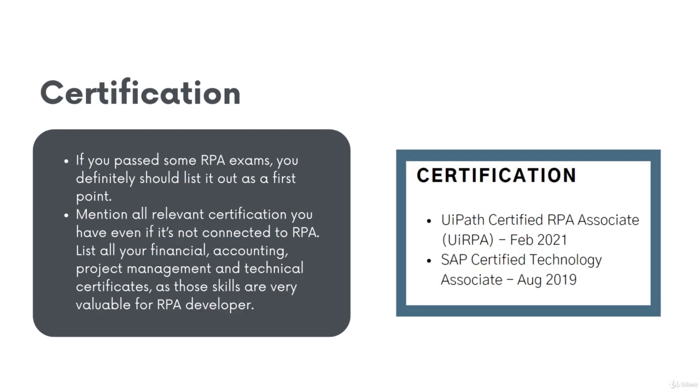Next sections you definitely want to mention are certifications and achievements. If you pass some RPA exams, you definitely should list it out as a first point. Clearly state what certification it is and when you obtained it. Mention all relevant certification you have, even if it's not connected to RPA. List all your financial, accounting, project management, and technical certificates, as those skills are very valuable for RPA developer.